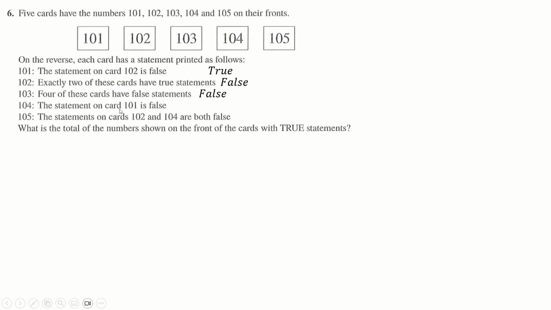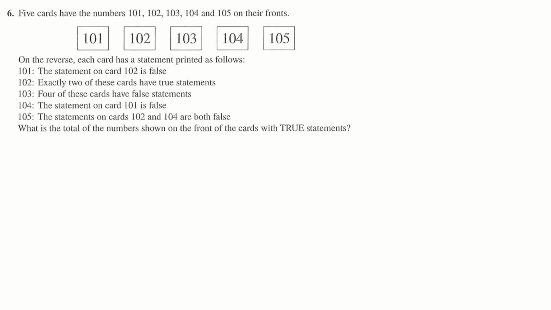The statement on card 101 is false. Well, that's false because I've said that it's true. And the statements across 102 and 104 are both false, well, that's true, which is fine because that leads there to be two trues, which makes this one false. So maybe I should have put this one at the end, but this all holds together, except it doesn't, right? Because then this thing here is made to be true now, which is a contradiction. So that doesn't actually work.